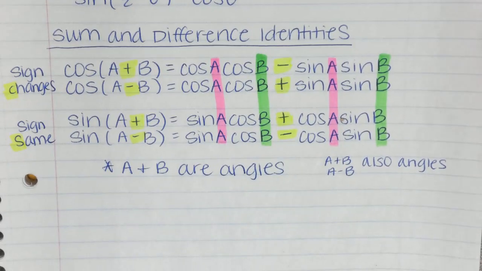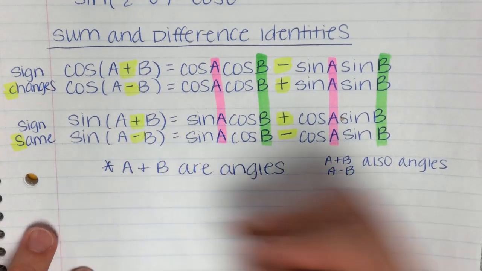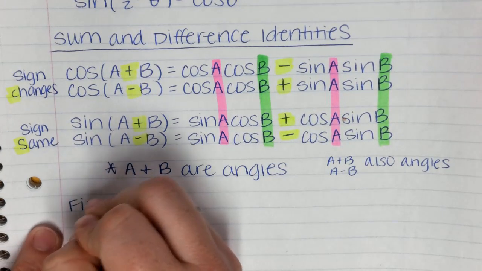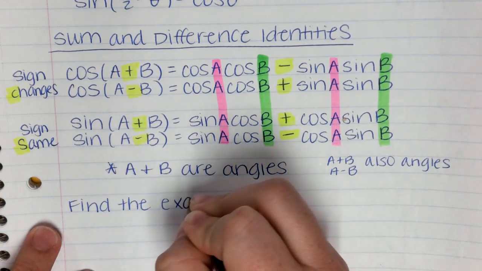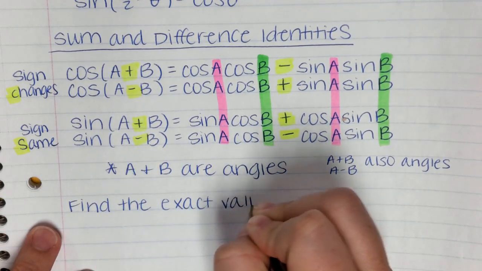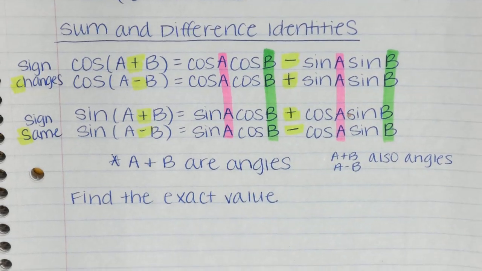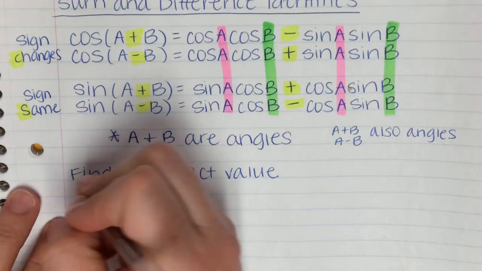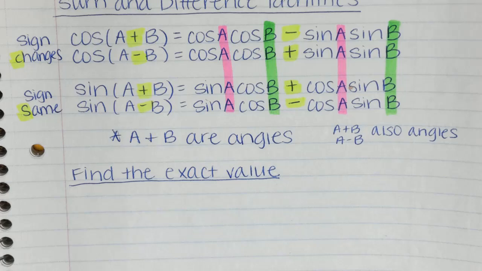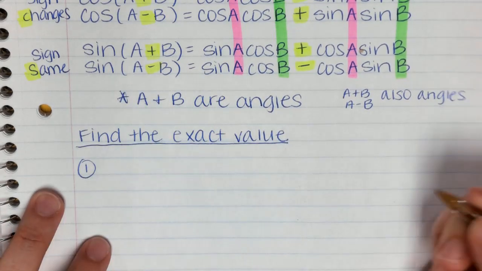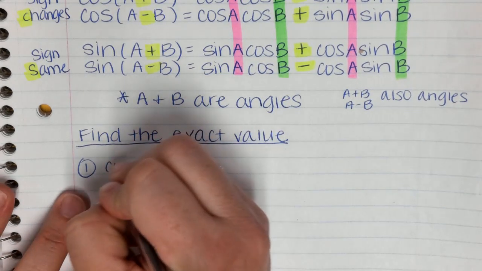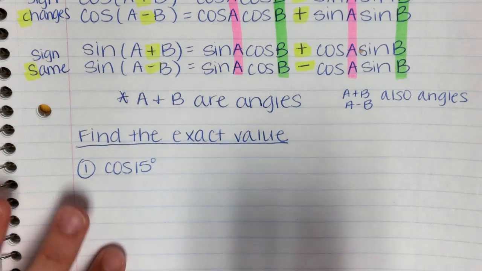All right, the directions for problem 1 are to find the exact value. So we're going to do this for our first 5 examples. Find the exact value. Number 1, we're going to find the exact value of the cosine of 15 degrees.